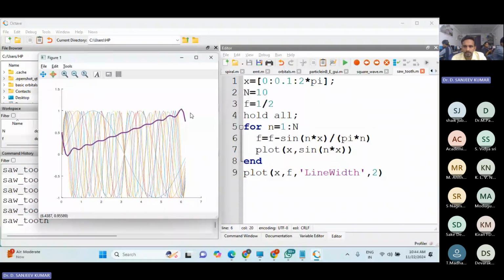So whatever. So this is how we plot a sawtooth wave. Other functions also can be plotted in a similar fashion. So that's about Fourier series.